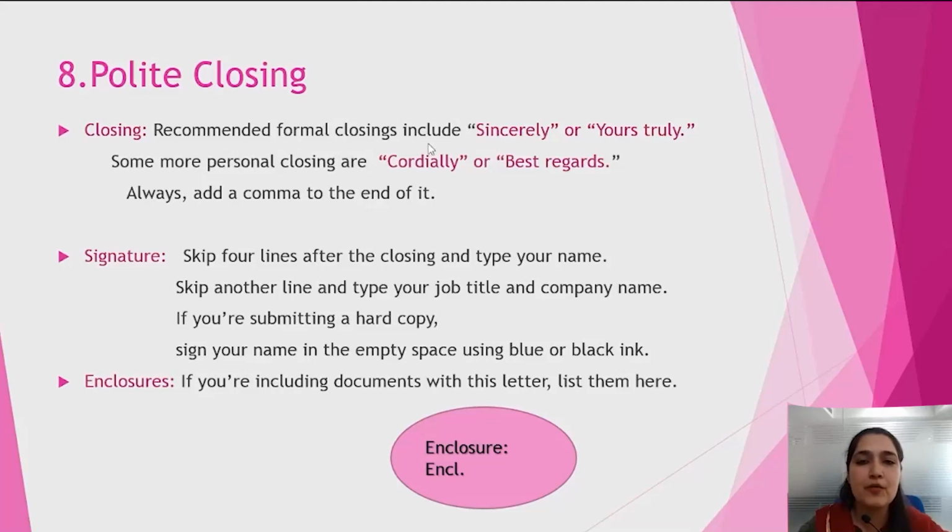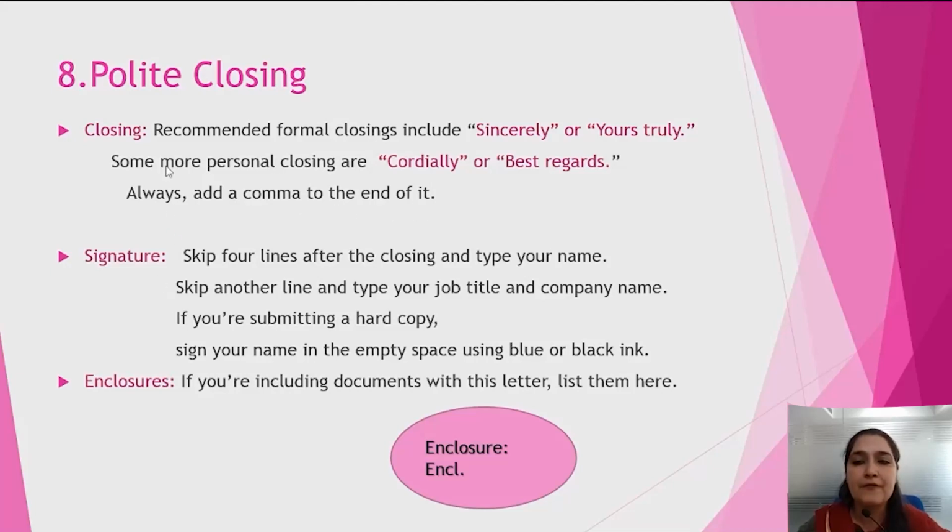Recommended formal closings include sincerely और yours truly. अगर single word है तो S capital है, अगर दो words हैं हमारे closing में तो Y capital रह रहा है और truly में T small रह रहा है. Some more personal closings are cordially or best regards. Always add a comma to the end of it.